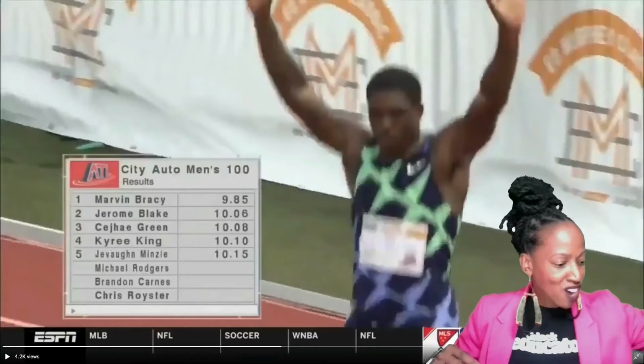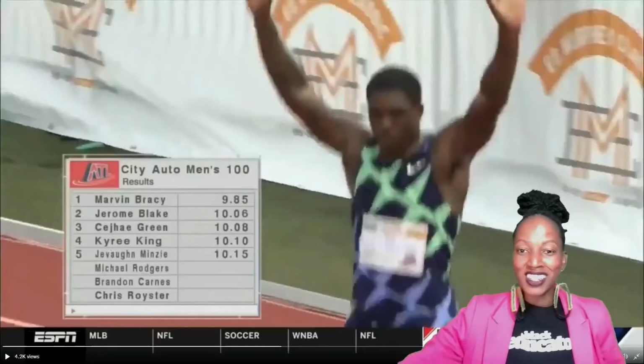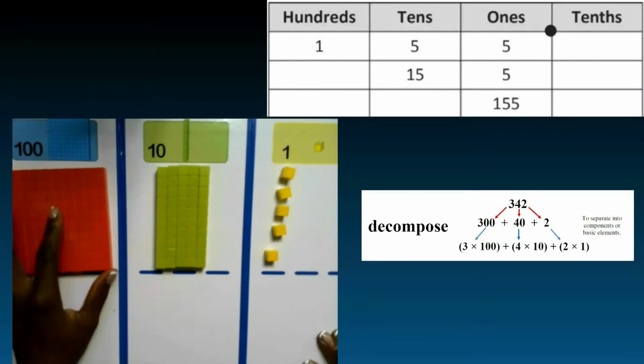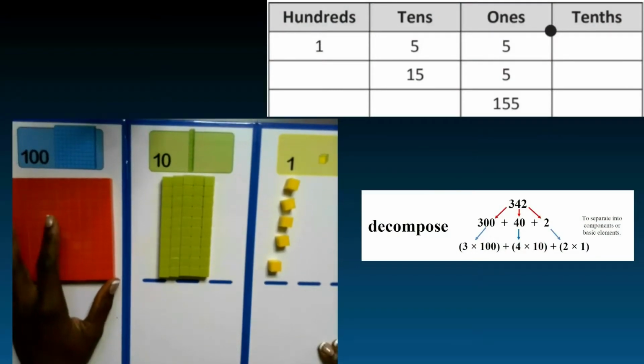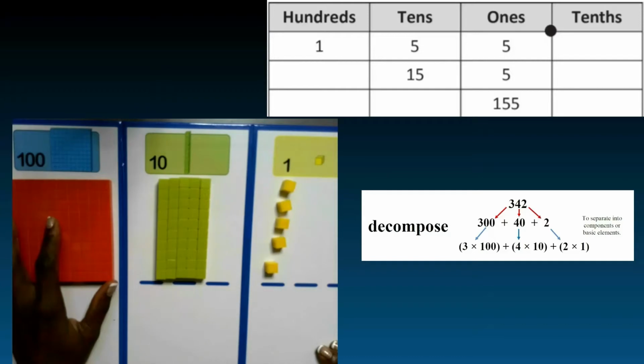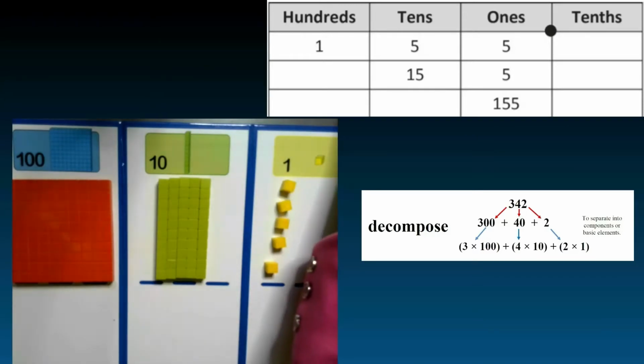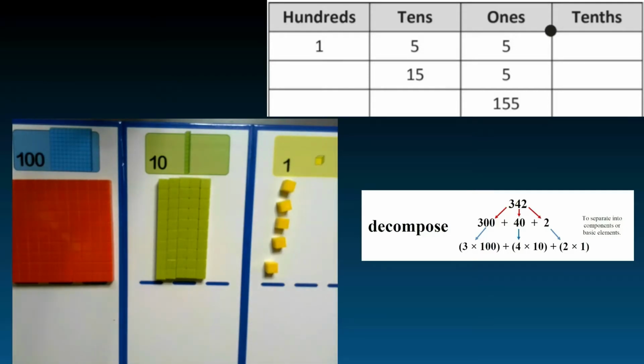Again, shout out to Marvin. Let's go ahead and begin our lesson. First thing I want to look at here is we have some numbers on my place value chart, okay? And our first task, they want us to round this number to the nearest tens. When I'm thinking about rounding, I want to think about place value of the number, okay?